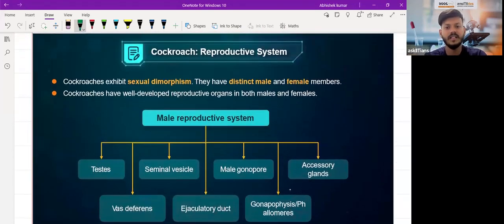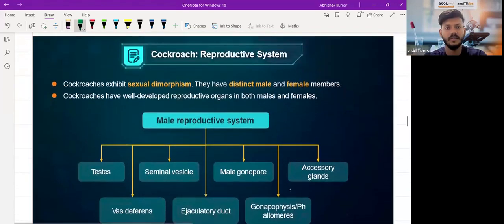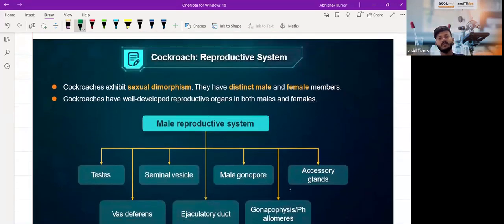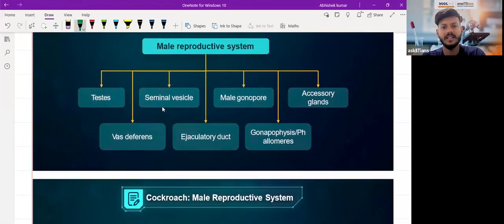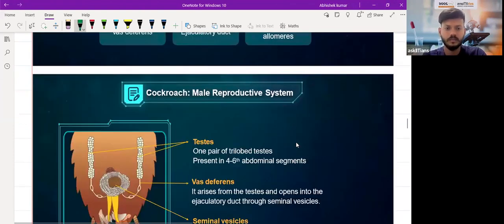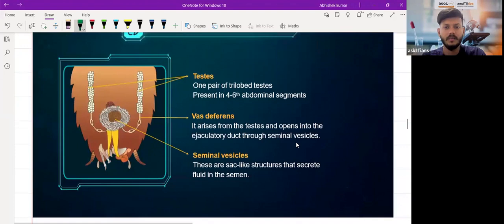Then we will discuss the cockroach reproductive system. The cockroach exhibits sexual dimorphism. That means we can distinguish between male and female cockroaches. Cockroaches have well-developed reproductive organs. So this is the male reproductive organ. They have testes, seminal vesicles, male gonopores, accessory glands, vas deferens, ejaculatory duct, and gonapophyses or phallomeres. So this is the reproductive system of the male cockroach.